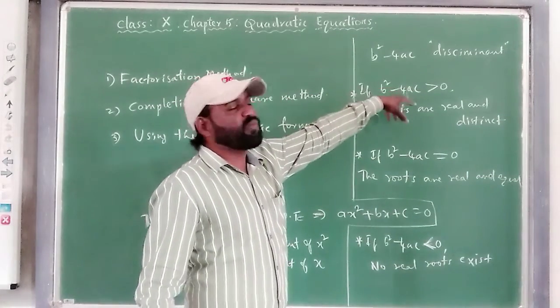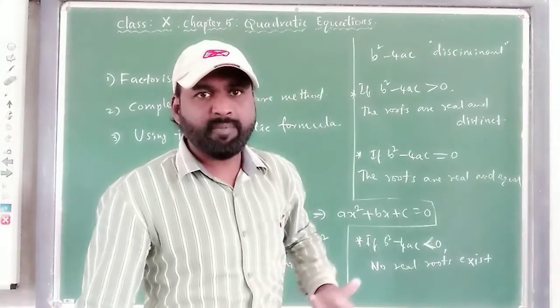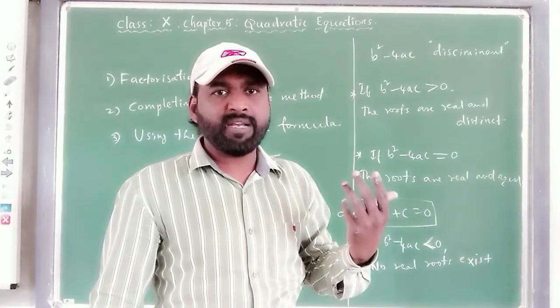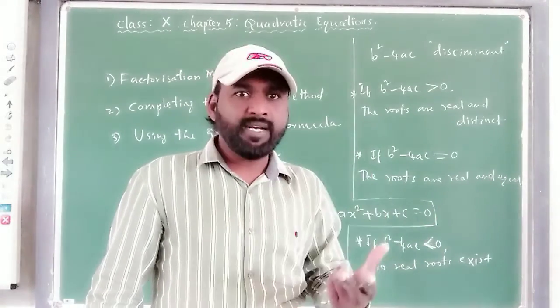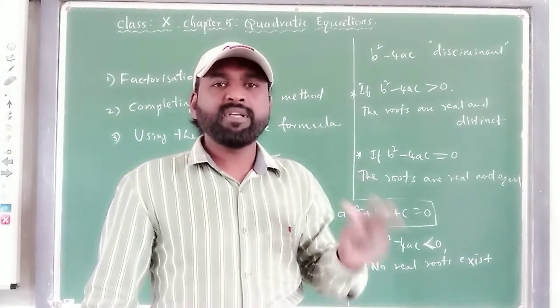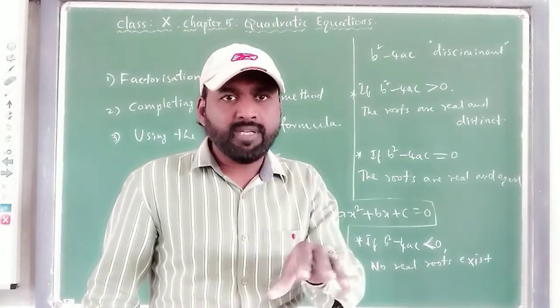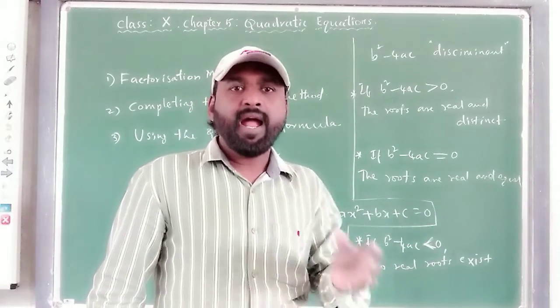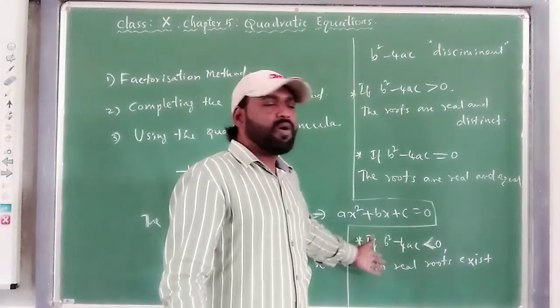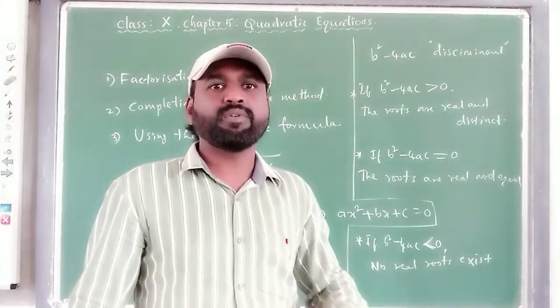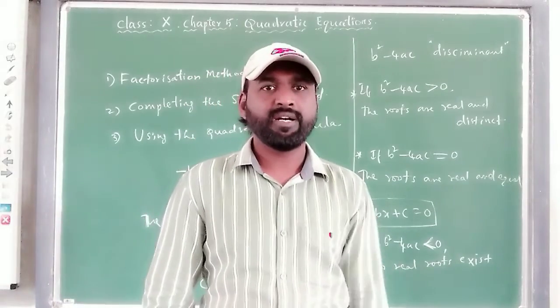b square minus 4ac value is known as discriminant. If the value of b square minus 4ac is greater than 0, roots exist, they are distinct and real roots. If the b square minus 4ac value is equal to 0, roots are real and equal. If the b square minus 4ac value is less than 0, no real roots exist. That means real roots do not exist for the given quadratic equation.